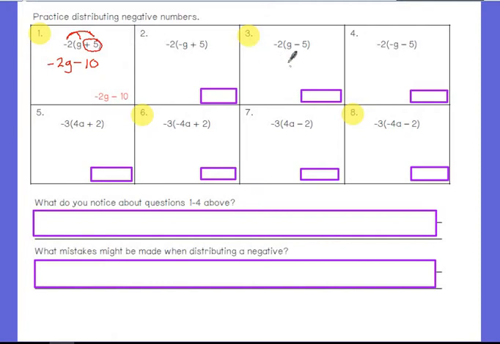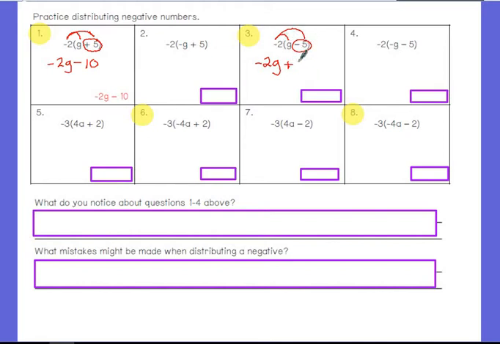Alright, I'm going to go to number 3. I'm distributing a -2 to all terms. There's 2 terms in the parentheses. So I have a -2 times G, or a 1G. That gives me -2G. Then I have a -2 times a -5. That minus goes with that 5. It's a -5. So a negative times a negative, that's 2 of them. It cancels out, makes a positive. So negative times negative is positive. 2 times 5 is 10.